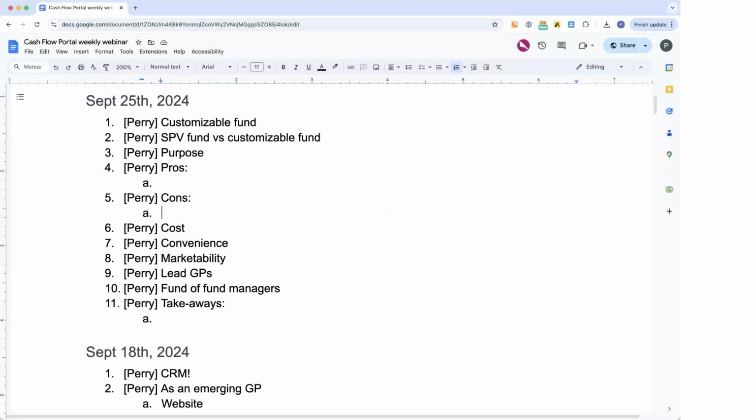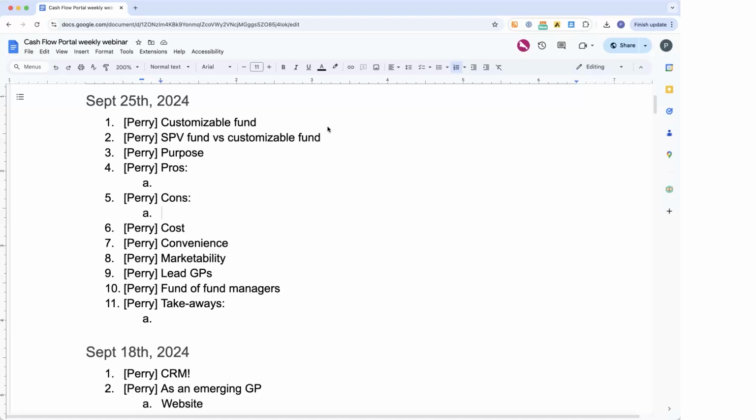We are going to talk about customizable funds today. And a lot of you might be wondering, sometime down the line, whether you should do customizable funds. But I think there is a lot of hype and perhaps myths about customizable funds.